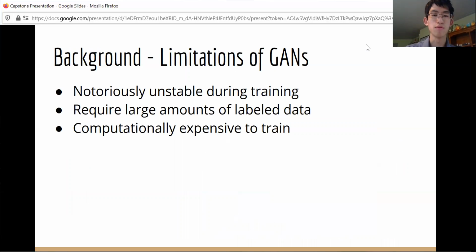While GANs are capable of creating incredibly realistic images, there are some important limitations to these GANs. Firstly, they are notoriously unstable during training. The training process requires a balance between a generator and discriminator. If one of them overpowers the other, the training process is stalled. Secondly, they require a large amount of training data to train, which can be difficult to obtain. Lastly, because of this, they are computationally expensive to train, requiring a large amount of computational resources and time.